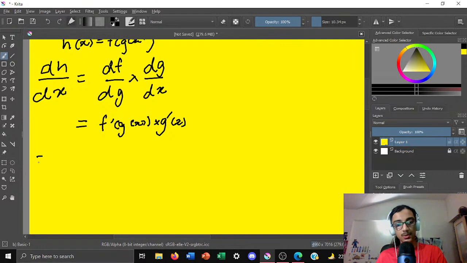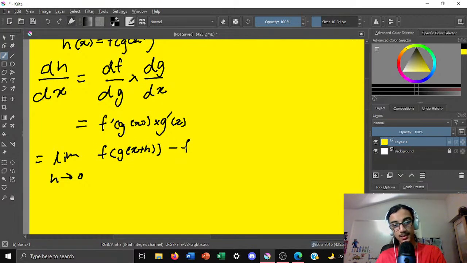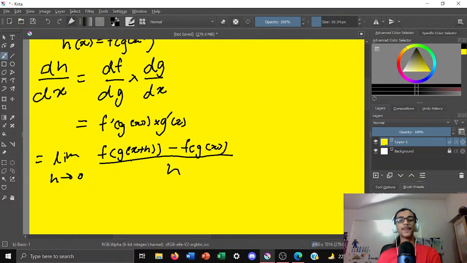Okay, so we're going to say this is equal to the limit as h approaches 0 of f of g of x plus h minus f of g of x, all divided by h. Once again, this is just the definition of the derivative, right? Okay.